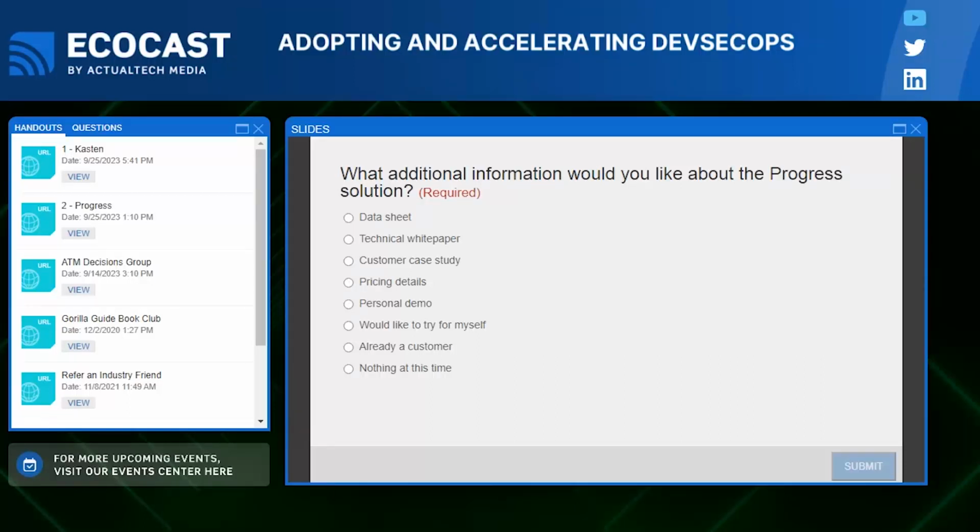But let's see, Don, first question we've got here comes from Angela. She's wondering, how do we ensure that security is not a bottleneck in our DevSecOps pipeline, and what measures are in place to balance security with the need for rapid development?